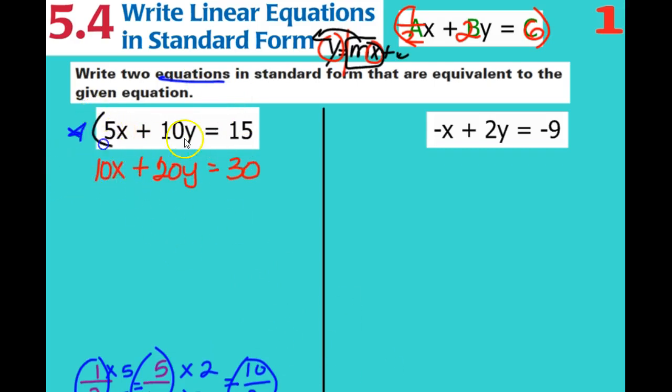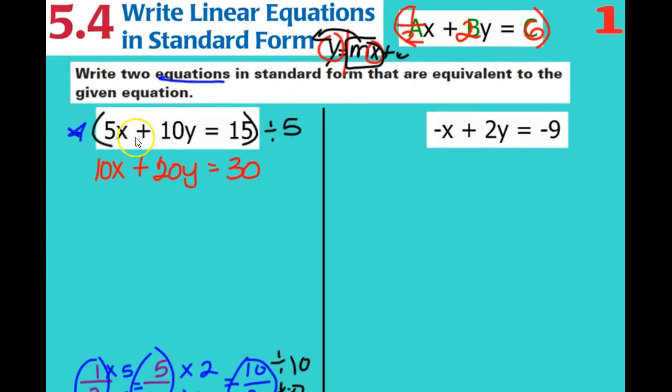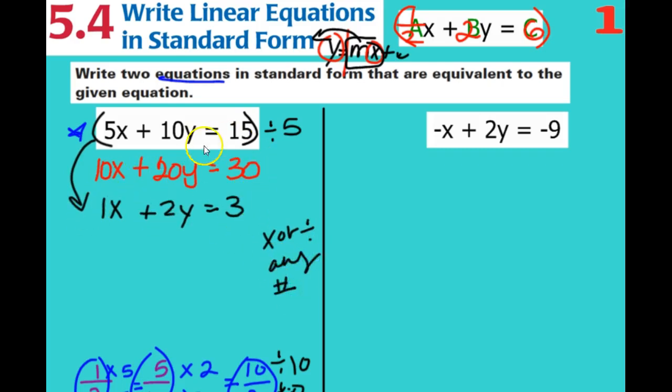So this one I multiplied by 2. Well, what if I wanted to divide? If I divided everything, these are all divisible by 5, I could make this smaller, just how I could make 10 over 20 smaller by dividing by 10. So if I divide by 5, I would get 5 divided by 5 is 1x, 10 divided by 5 is 2y, and 15 divided by 5 is 3. Now you can multiply or divide by any number that you want, as long as you have whole numbers here.